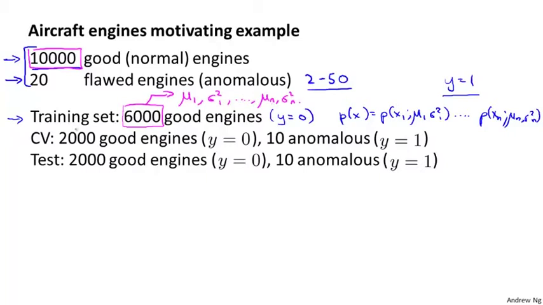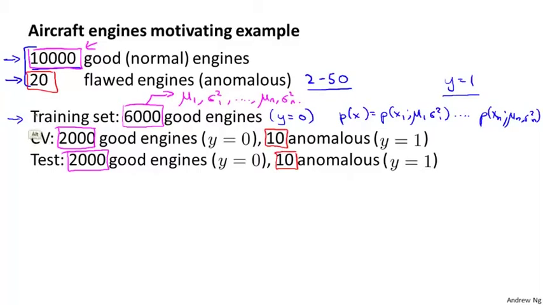Next, we would take our good aircraft engines and put some number of them in the cross-validation set and some number of them in the test set. So that's 6,000 plus 2,000 plus 2,000. That's how we split up our 10,000 good aircraft engines. And then we also have 20 flawed aircraft engines, and we'll split those up: put 10 of them in the cross-validation set and 10 of them in the test set. And in the next slide, we'll talk about how to actually use this to evaluate the anomaly detection algorithm.